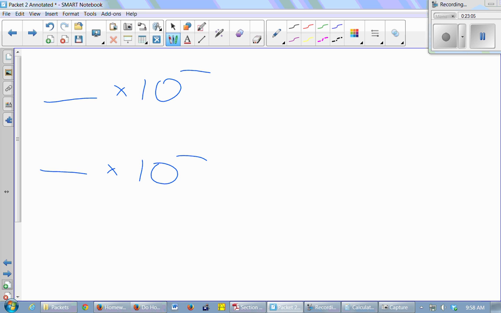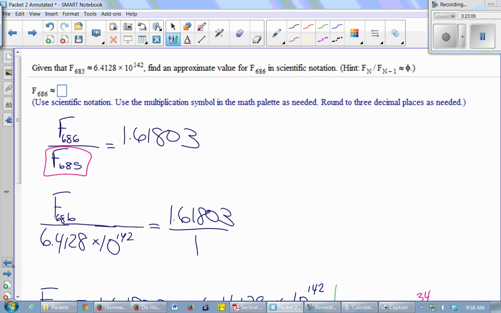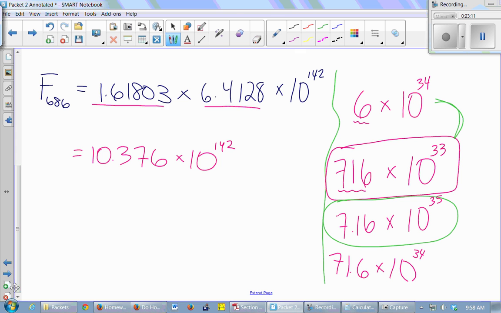Yes. Yes, I will. Yep. Okay, so I have 10.376 times 10 to the 142. This is not in scientific notation yet, because this first number has to be a single digit, right? A 1 through 9, right? So to change this to a number from 1 through 9, I'm going to move the decimal 1 to the left. So I have 1.0376.